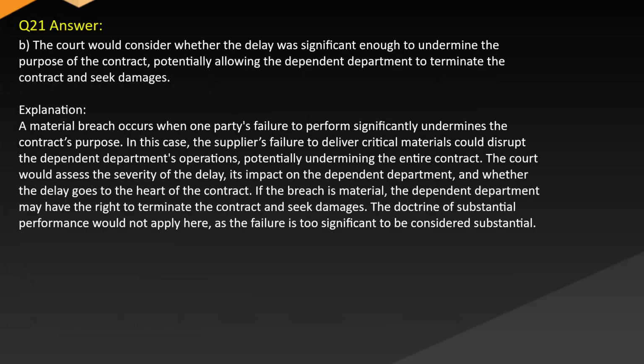Answer: B. The court would consider whether the delay was significant enough to undermine the purpose of the contract, potentially allowing the dependent department to terminate the contract and seek damages. Explanation: a material breach occurs when one party's failure to perform significantly undermines the contract's purpose. In this case, the supplier's failure to deliver critical materials could disrupt the dependent department's operations, potentially undermining the entire contract. The court would assess the severity of the delay, its impact on the dependent department, and whether the delay goes to the heart of the contract.